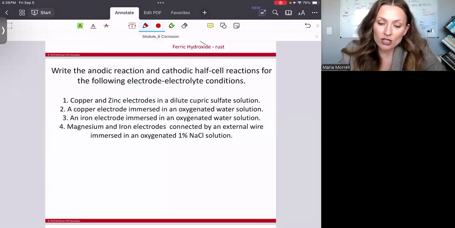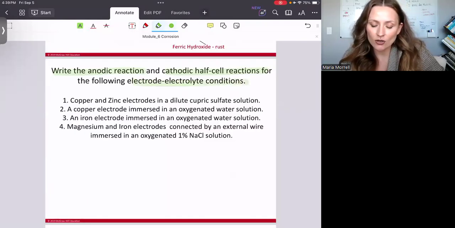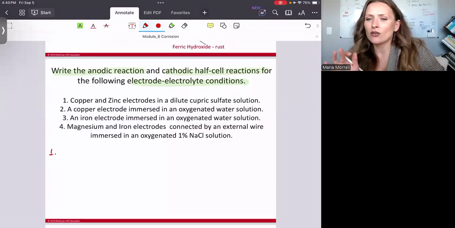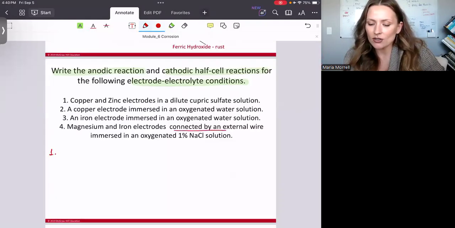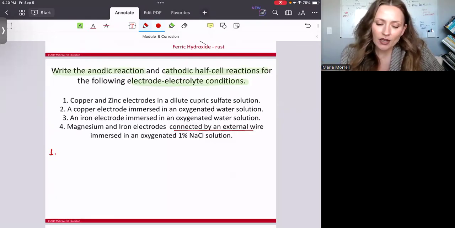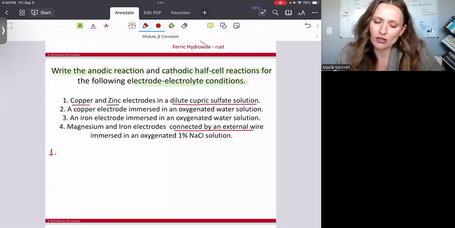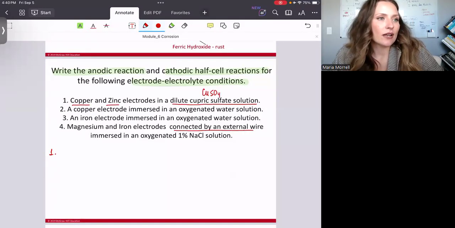This question asks you to write the anodic and cathodic half-cell reactions for the following electrode-electrolyte conditions. Let's start from number one. Assume that if I occasionally forget to say connected by an external wire, they are connected, because I'm just omitting it. I have copper and zinc in a dilute cupric sulfate solution, CuSO4.